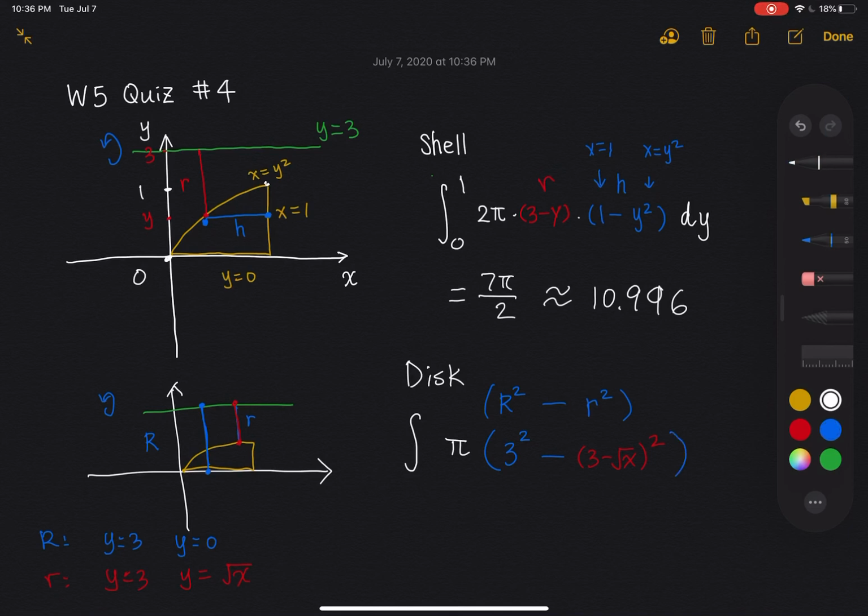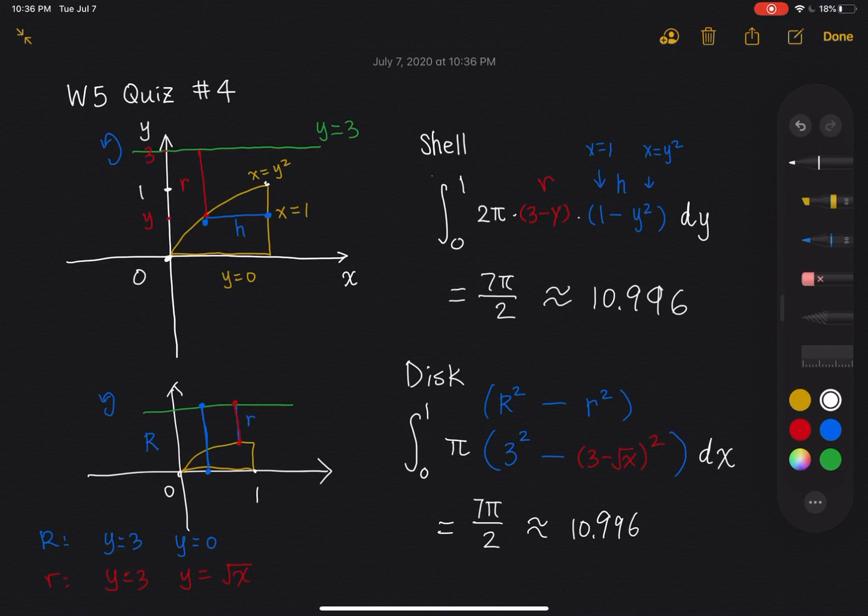You integrate with respect to x, because right now we are talking about the disk or washer method, and your x ranges from 0 to 1. Different method, different axes, but it's still going to give you the same answer, 7 pi over 2, and it's still approximately 10.996.